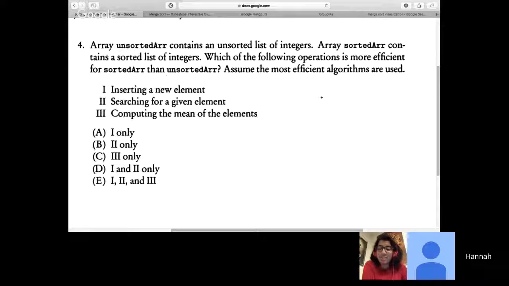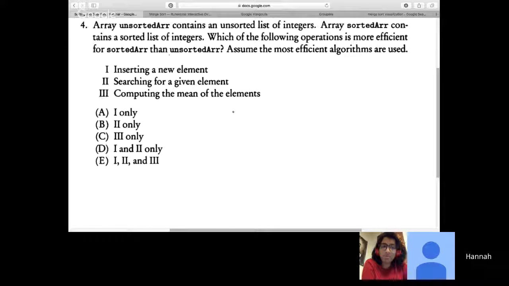Okay, so she says, I think the answer is B, because 1 and 3 aren't affected by whether or not the list is sorted. Yep, exactly. Good job. 2 is the correct answer for that reason exactly.